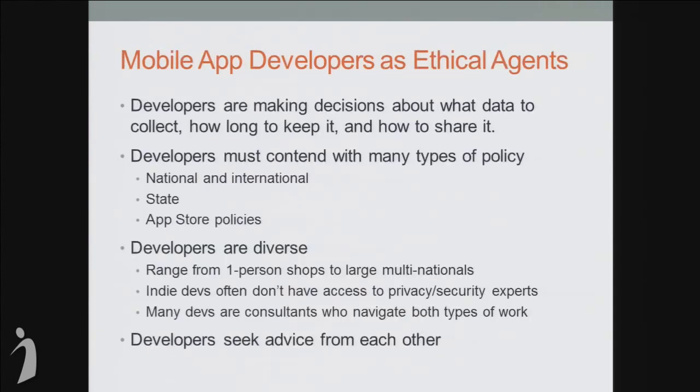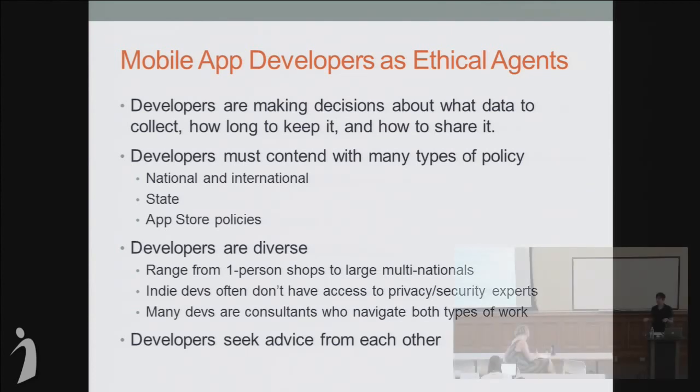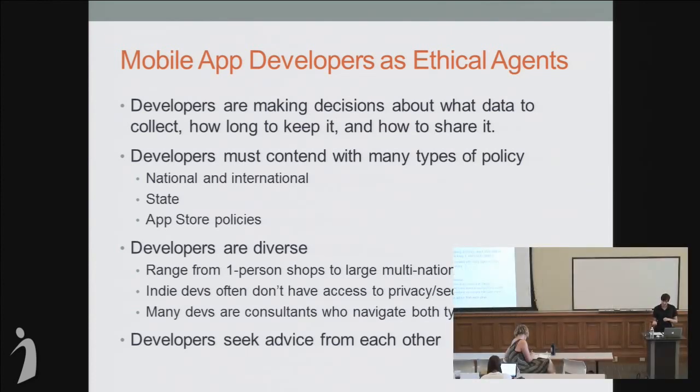And so access to all of this data positions mobile app developers as really interesting ethical agents. Developers are the ones making decisions about what data to collect, how long to keep it, and how to share it. And while they make these decisions, they have to contend with many kinds of policy. They have to think about national and international policies for data sharing or reuse. They often have to think about state policy, although I'll tell you that they are not thinking about that, based on my work so far. But state policy, especially in California, can be quite different from national policy.